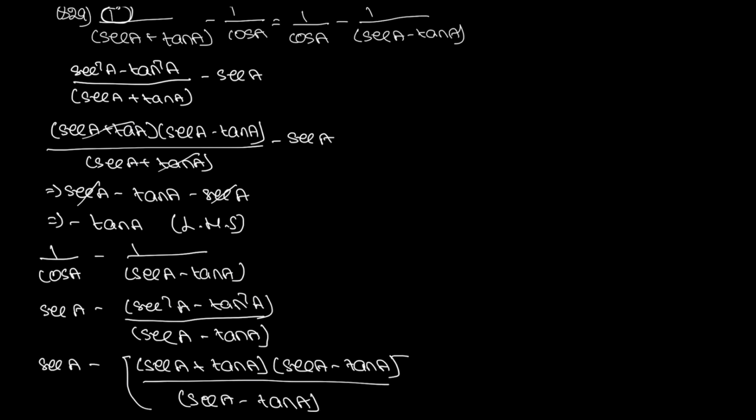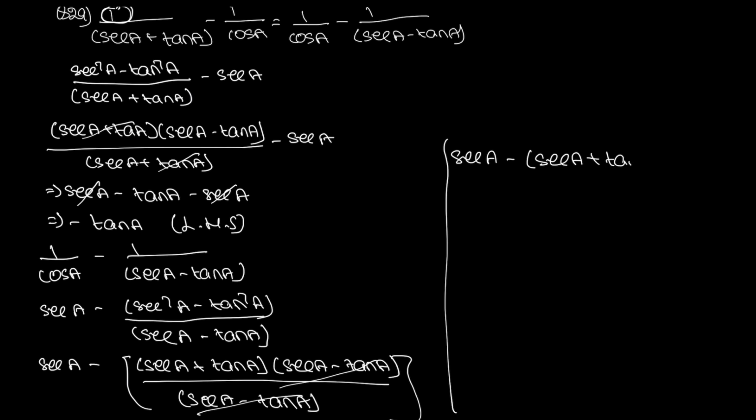So here both the terms gets cancelled. Our remaining values are secant A minus secant A plus tan A. Let's multiply this negative term to the terms which are inside the bracket. We'll get secant A minus secant A.